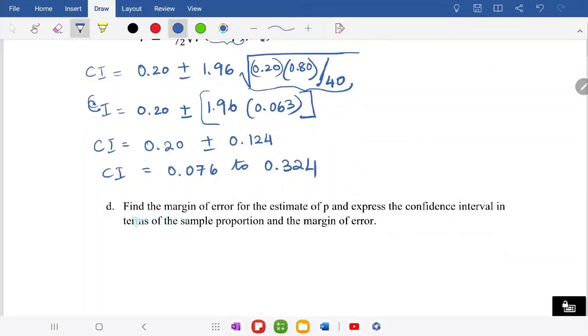The next part of the question says find the margin of error for the estimate of P and express the confidence interval in terms of the sample proportion and the margin of error. So the margin of error we already calculated above. Here the margin of error is 0.124. Okay, so you can just write it. You don't have to rework it again if you have the value in the section above.